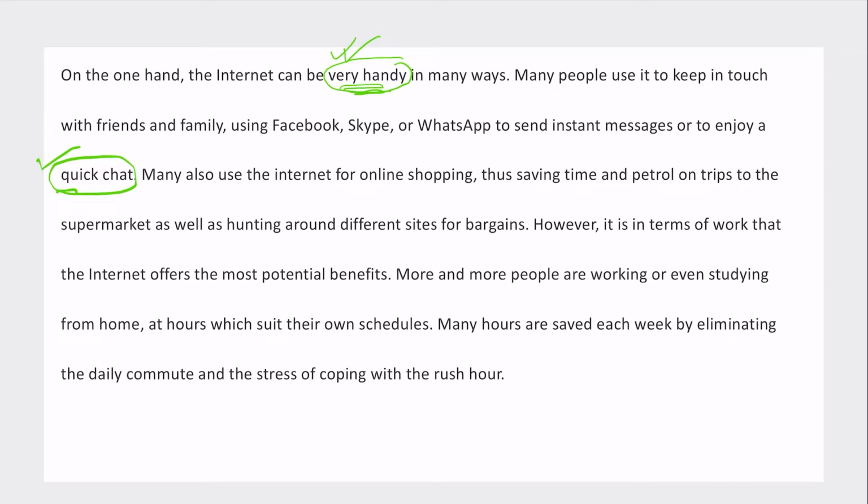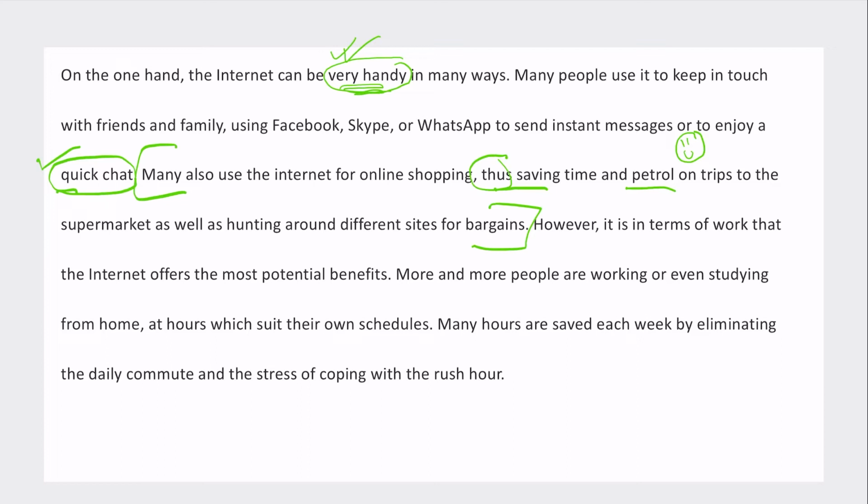Many also use the internet for online shopping, thus saving time and petrol on trips to the supermarket, as well as hunting around different sites for bargains. I really like this sentence. This is a very nice sentence. They have a nice linking word here, "thus." They say "petrol," which is UK English, so I'm just going to give them a little smiley face there. This person obviously has been studying British English, or maybe they've studied abroad in the UK.